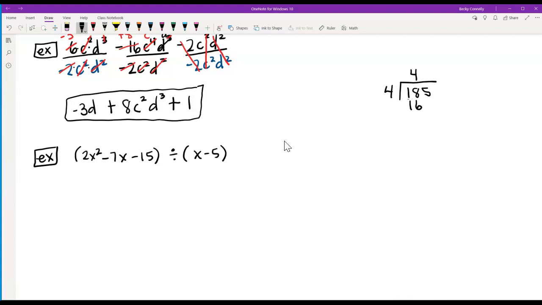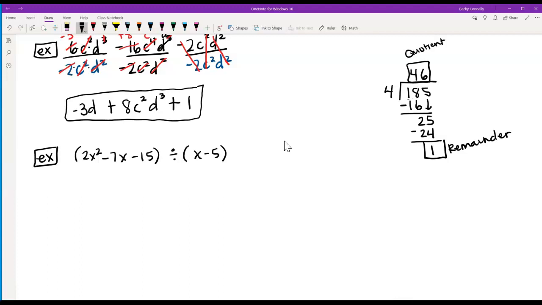And then the next step is I've got to subtract. When I subtract, I get 2, and then I bring down the next part, that 5. And then I start the process over again. How many times will 4 go into 25? Well, I know 6 times 4 is 24. And then I'm left with a remainder of 1. So this is the quotient, is what we call it, and then this is the remainder.